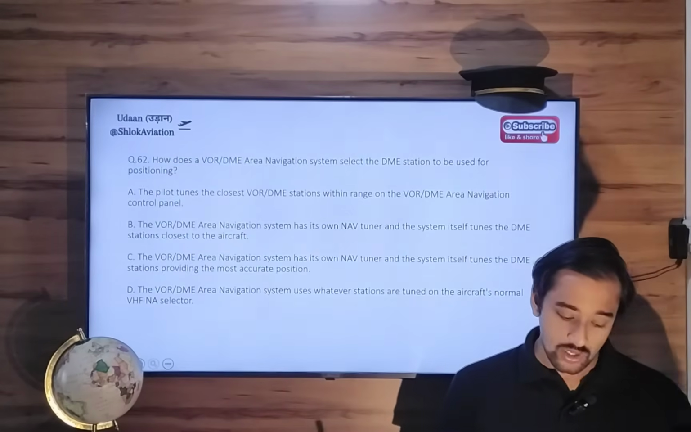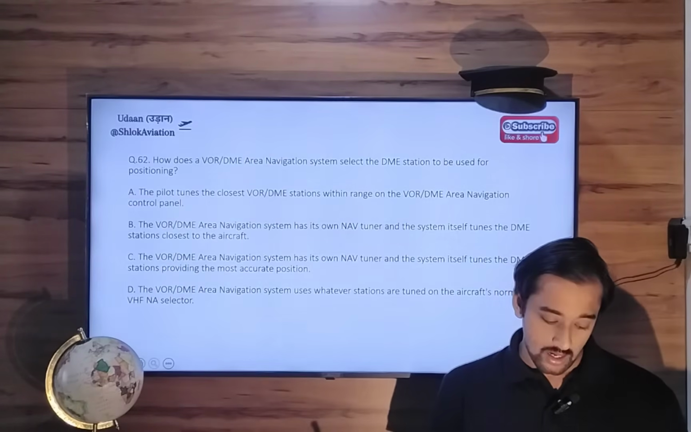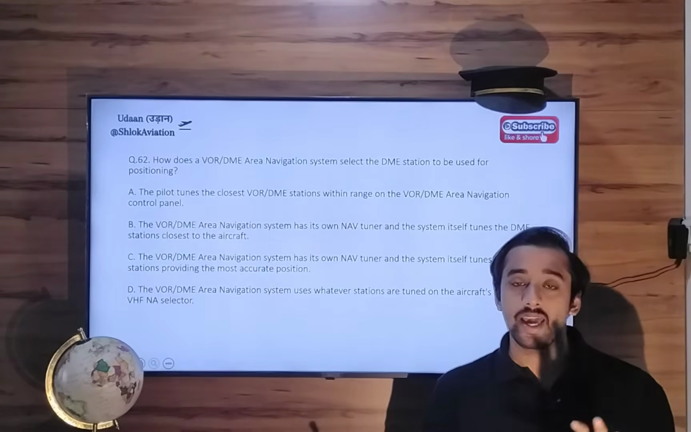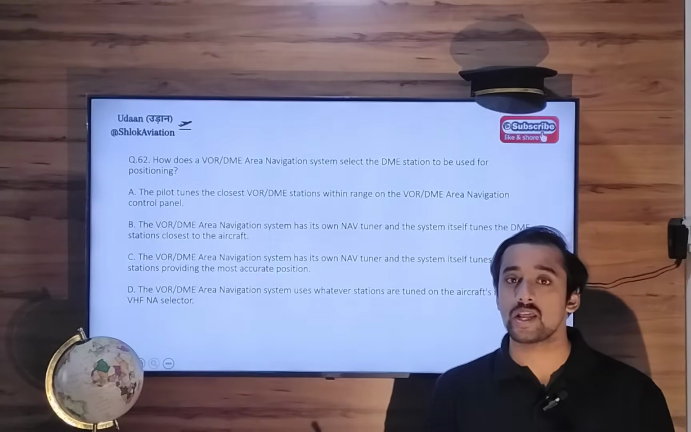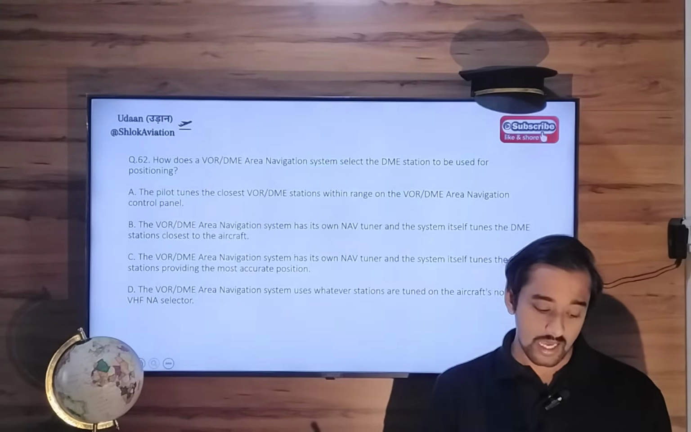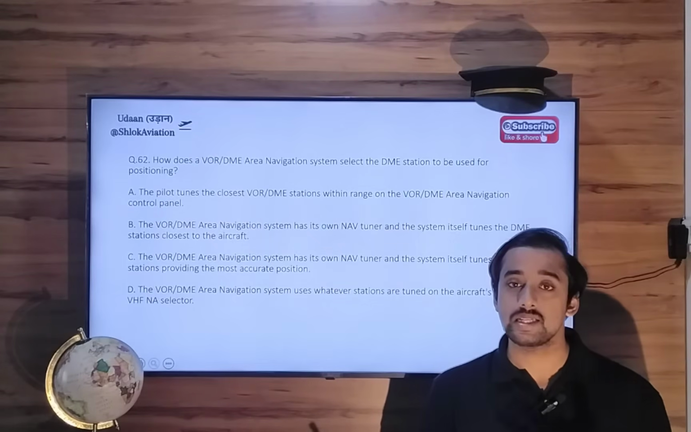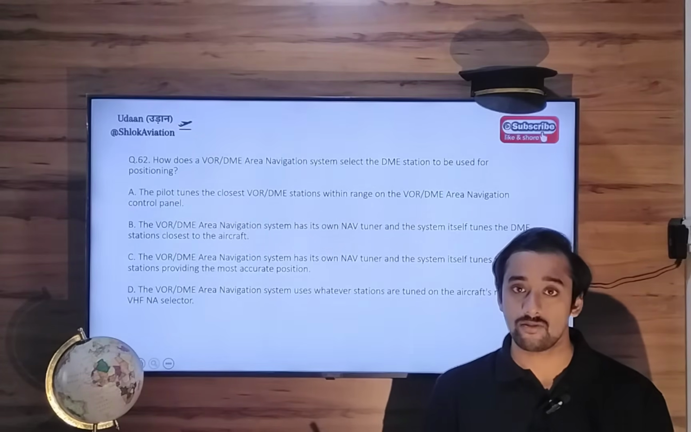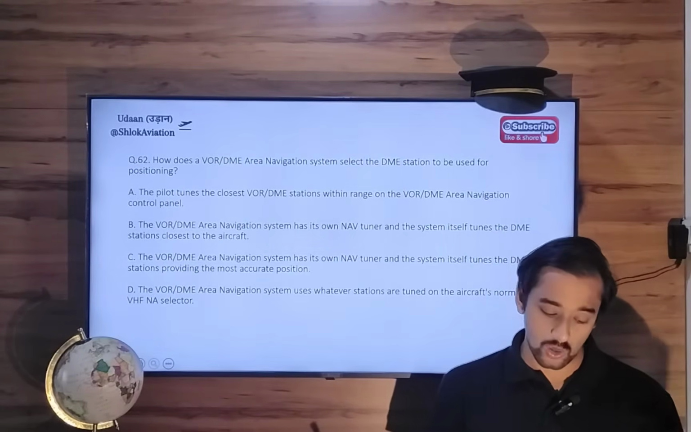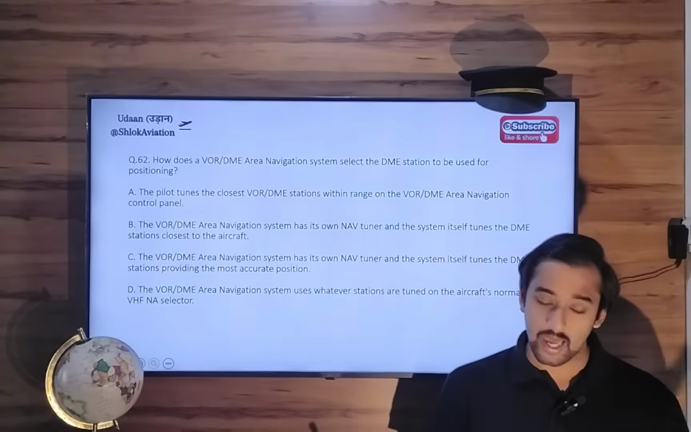Next question: how does the VOR DME in an area navigation system select the DME station to be used for positioning? So your area navigation system uses a combination of VOR DME, DME DME, like that. Okay, so in case of VOR DME combination, how does the system automatically select the DME station for our service? So is it that the pilot tunes the closest VOR DME stations within range of the panel?